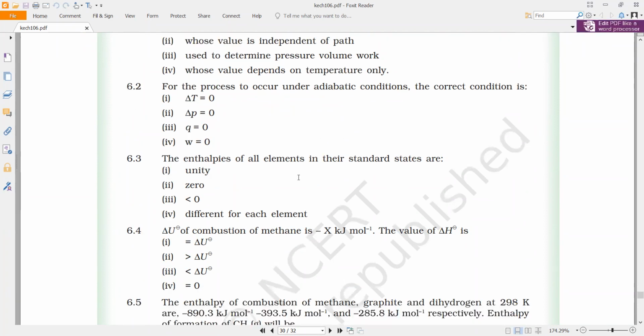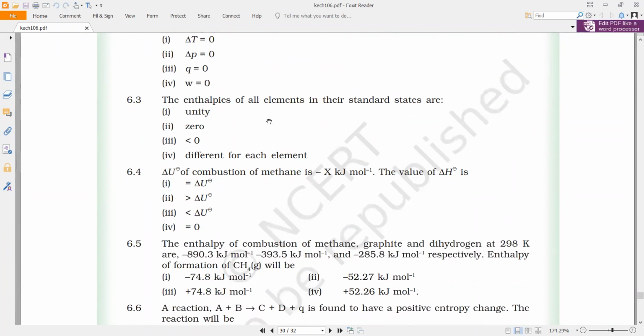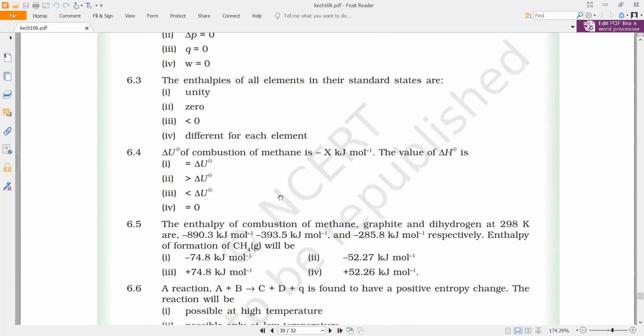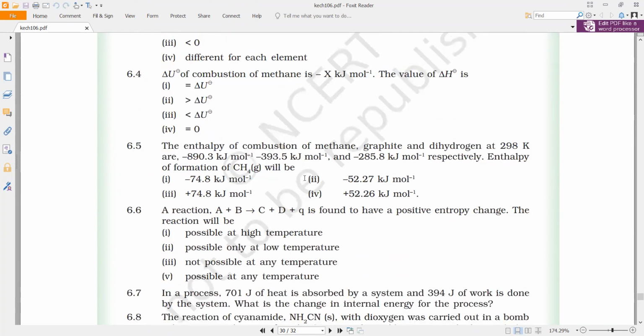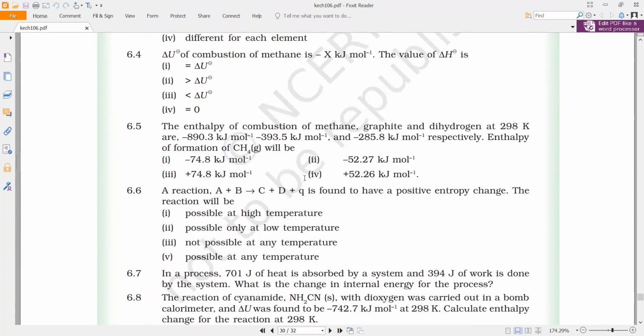So, enthalpy of all standard forms, this you will also know. Tell about this question, 6.4. Maybe Samaira, you read the question, 6.4. Delta U of combustion of methane is minus X kilojoule per mole. The value of delta H is.